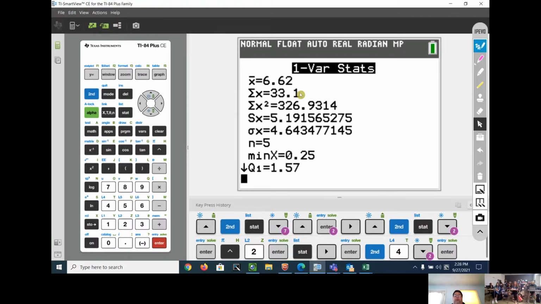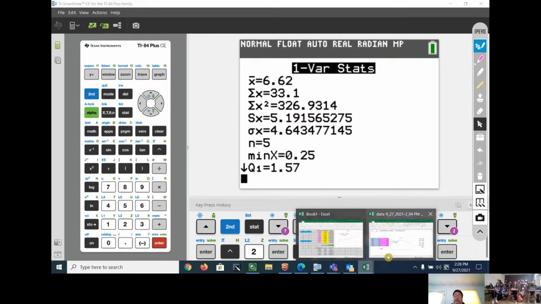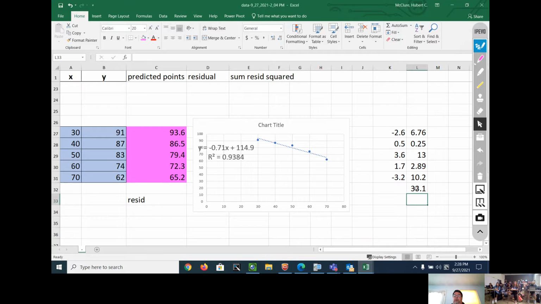And there, 33.3 is your summation of residual squared. 33.1. That should be what we got with the spreadsheet, 33.1.